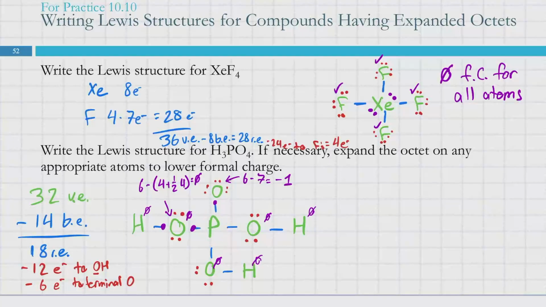And then our phosphorus in the middle would like to have 5. Sadly, though, it only has 4. So that's going to give it a +1 formal charge. -1, +1, not the craziest thing in the world, but we can do better. And we can do better with expanded octets.